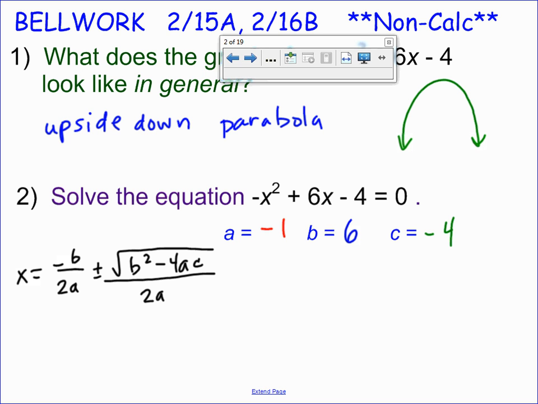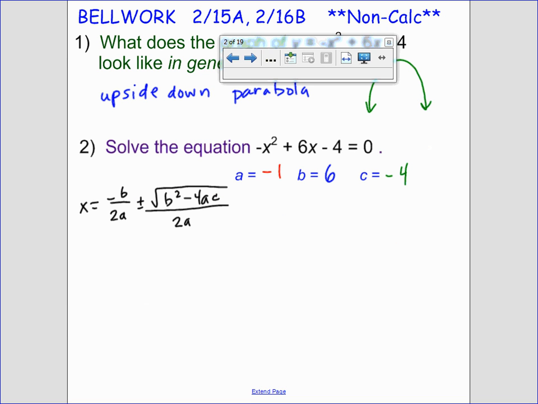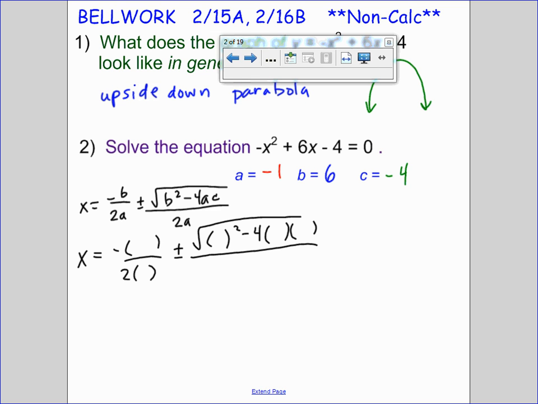x equals, but everywhere I see a b, I'm now going to put 6. Everywhere I see an a, I'm going to put -1, and so on and so forth. So let's go ahead and do that and see if we got the same thing. Awesome. So everywhere I see an a, I'm going to put -1. Everywhere I see a b, I'm going to put 6. And everywhere we see a c, we're going to put -4.